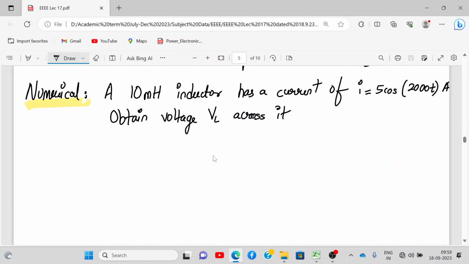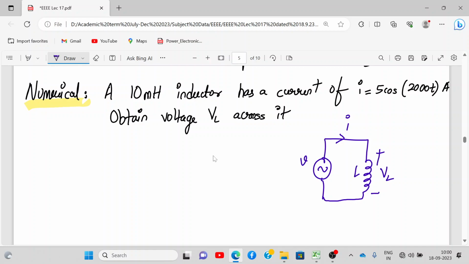So basically this is the situation. We have an AC voltage applied to the inductor and the current flowing through the inductor is I. We need to find the voltage across the inductor. This is V. So what is given to us? L is 10 millihenry, I is 5 cos 2000 t.